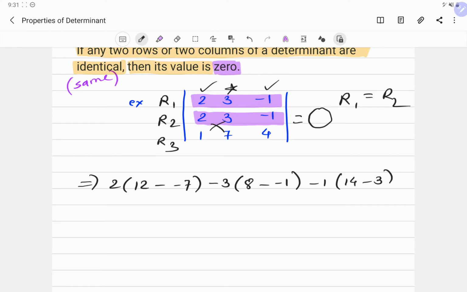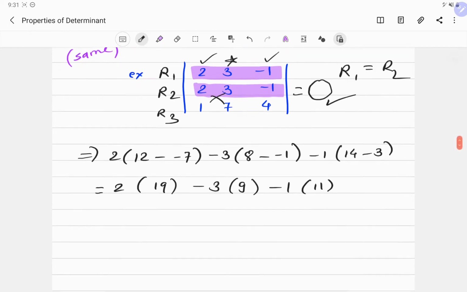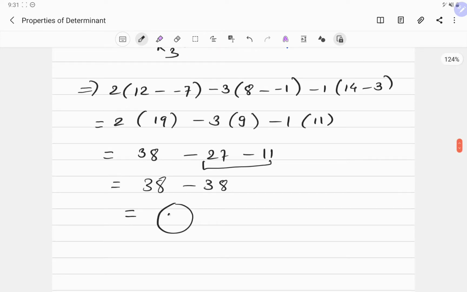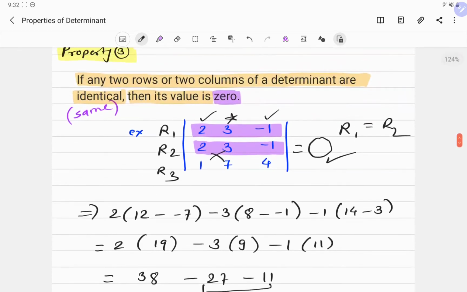Now let's check whether it's really coming 0 or not. So the final answer must be 0. It's twice of 19, minus 3 times this one is 9, and over here this is 11. So if you simplify it, this is 38 minus 27 minus 11, right? 27 plus 11 is 38, and 38 minus 38 is 0, and here we got the final answer for this problem equal to 0.